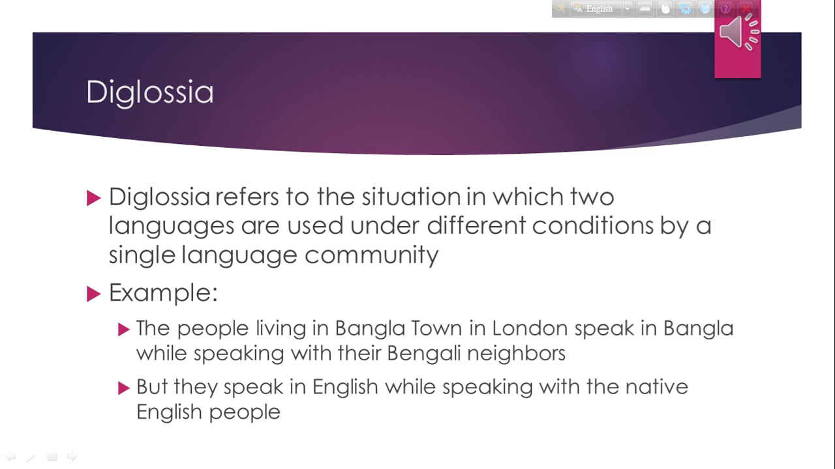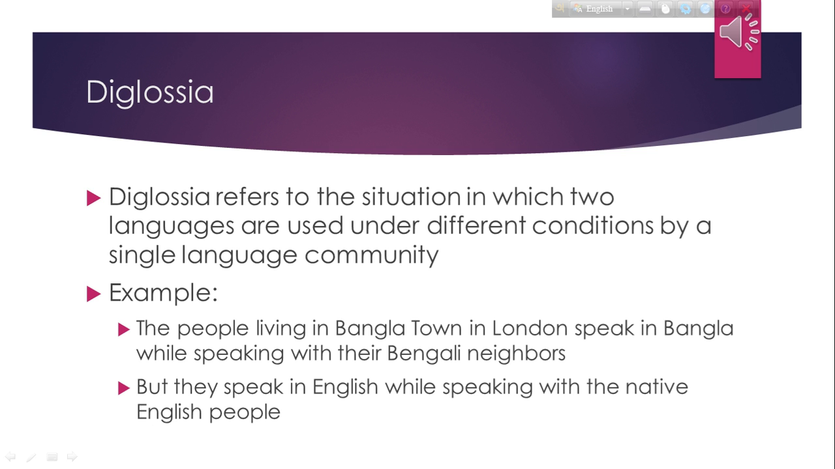Now, diglossia. Diglossia refers to the situation in which two languages are used under different conditions by a single language community. For example, during the period of Norman conquest in Europe, the ruling class people used to speak in French among themselves, while speaking with the natives, they used to speak in English.